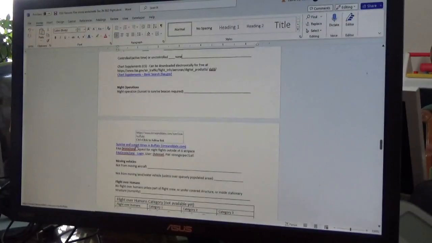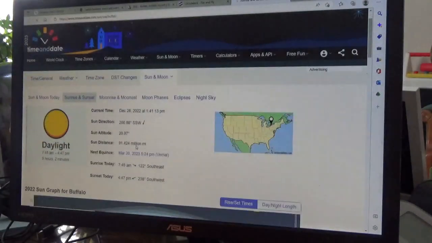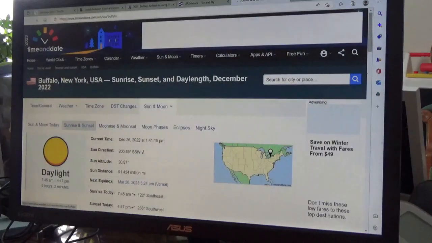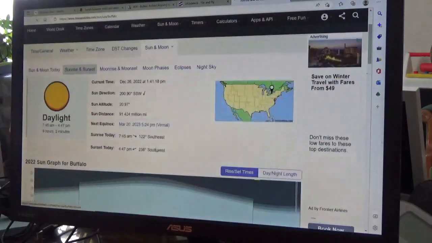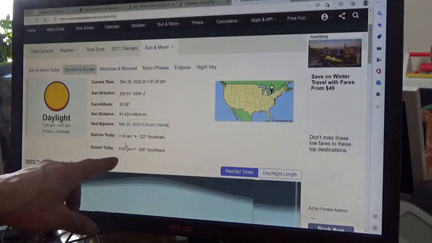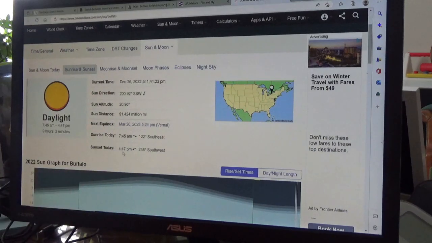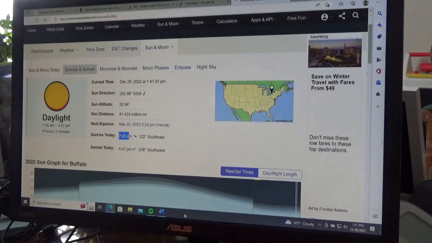Okay, night operations. Let's go to sunrise and sunset. Here we go. Buffalo. Sunrise 7:45 and 4:47. So we have to fly between those times, or we need a beacon. I'm not going to remember that. I'm just going to copy them, put them in.